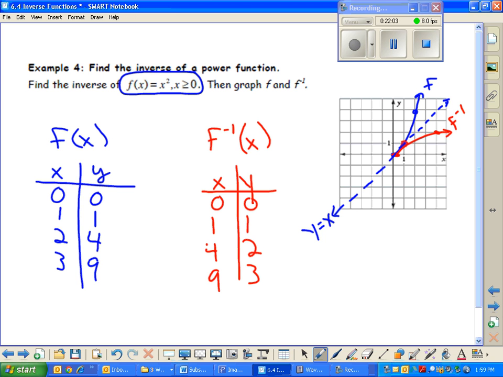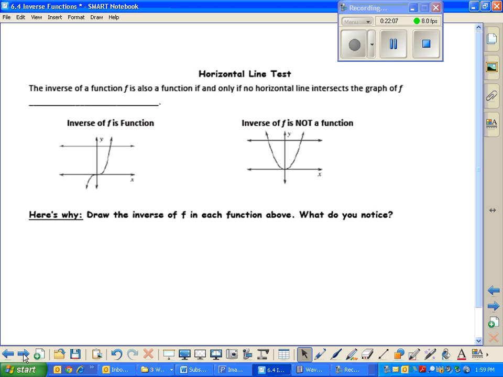And one last test for you. It's this test for inverse functions, right? I referenced it earlier. Anthony was nice enough to talk to me about the vertical line test today. We also have the horizontal line test for inverses. Basically, the inverse of a function f is also a function if and only if no horizontal line intersects the graph of f at more than 1 point.